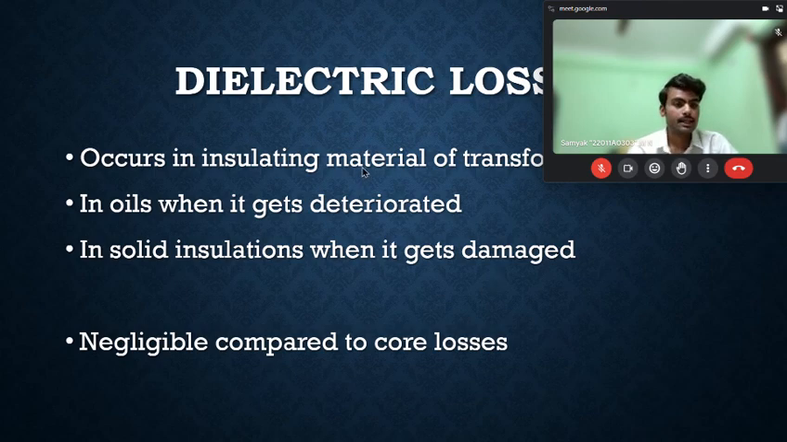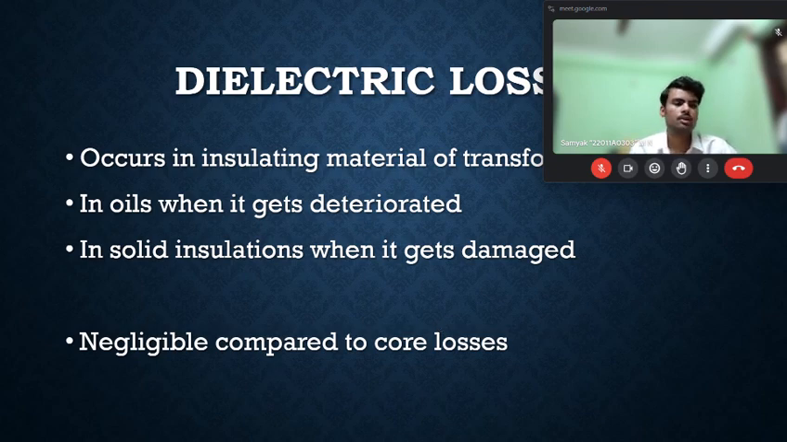Next, dielectric losses. What we have discussed until now, core losses and copper losses, are major because they are the huge part of losses. Dielectric loss is a minor part. As you can see, it is written negligible compared to core losses. So compared to core losses, dielectric losses is very less.